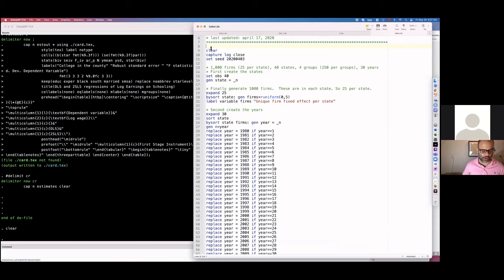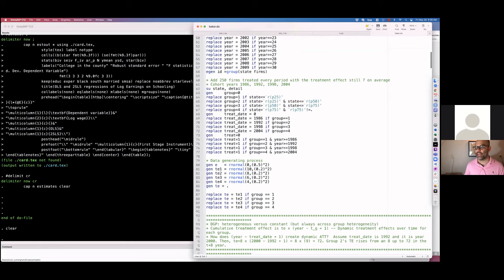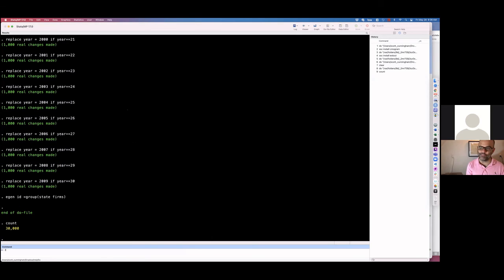So what I'm going to do is generate a fake panel. It's going to be 30 years of data. There's going to be 40 states, 25 firms per state over 30 years. It's going to be 30,000 observations.